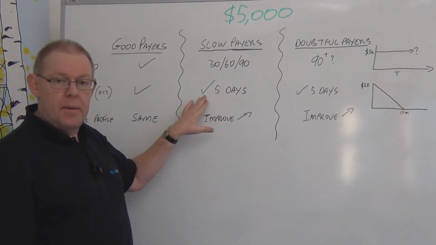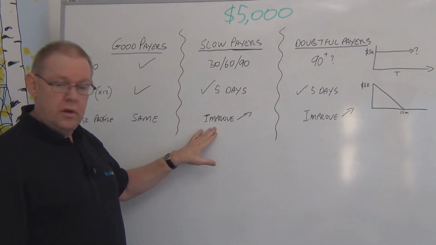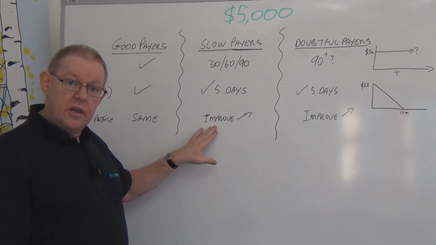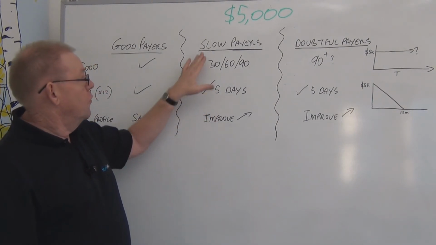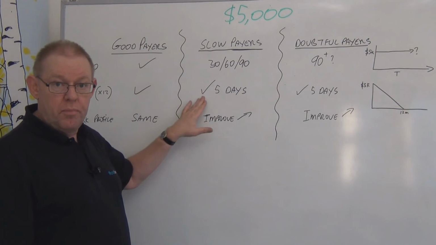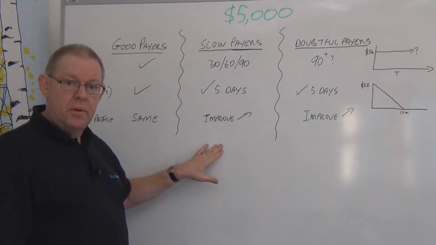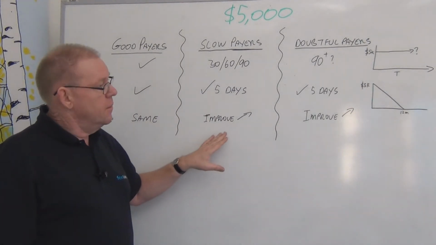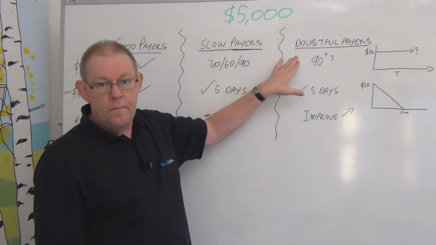So this tidies them up a lot earlier, and therefore improves the debtor risk profile of the slow payers. You've been paid in full and they're taking time to pay it off, but they do make all of the payments. Let's have a look at the doubtful payers.